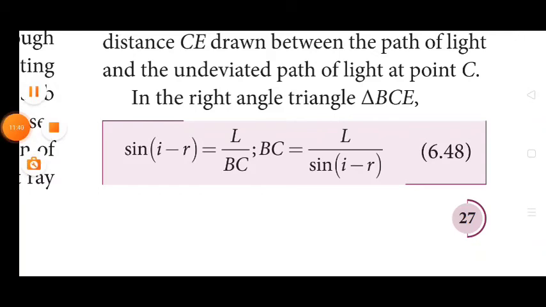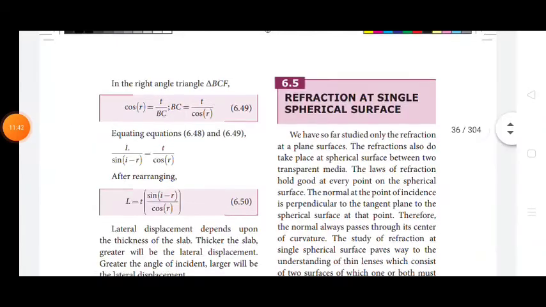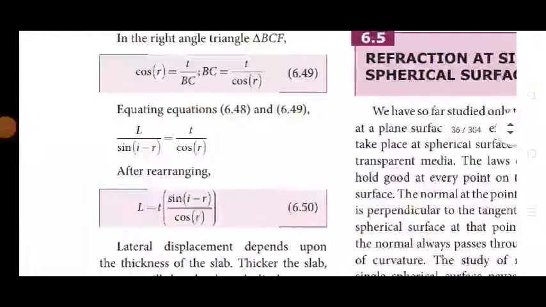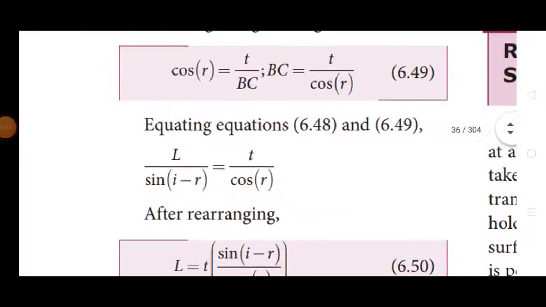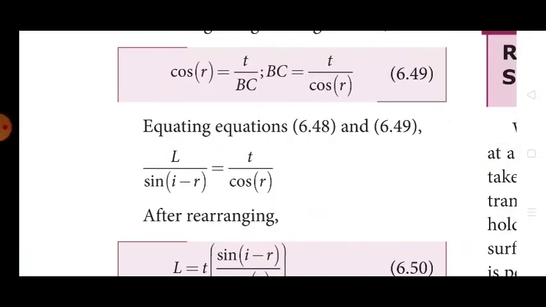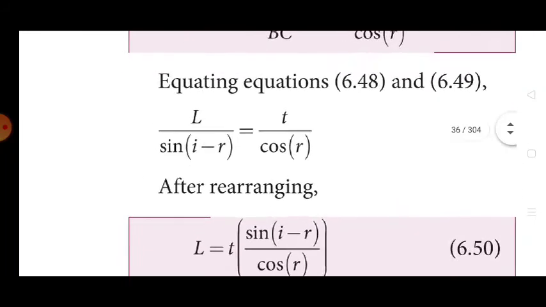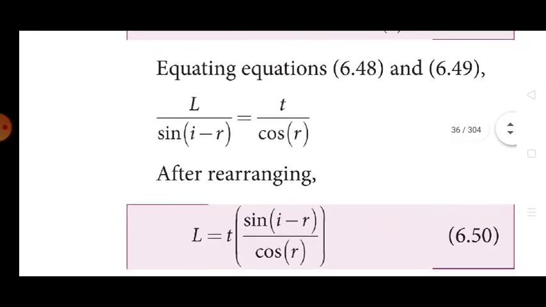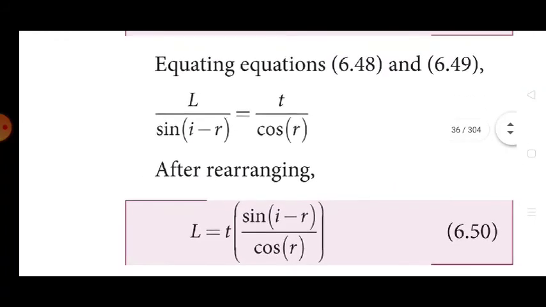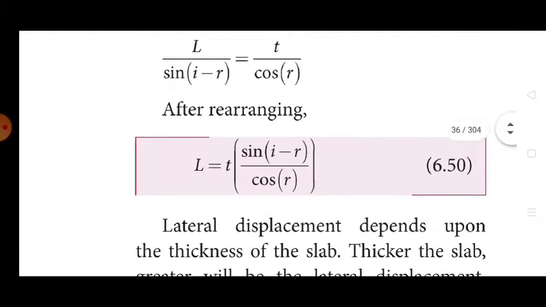In the right angle triangle BCF, cos r is equal to t by BC. That is, BC is equal to t by cos r. So equating equations 6.48 and 6.49, L by sin(i minus r) is equal to t by cos r. After rearranging, we will get L is equal to t into sin(i minus r) by cos r.